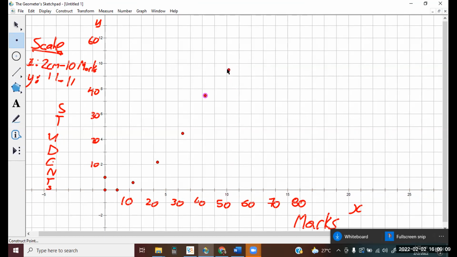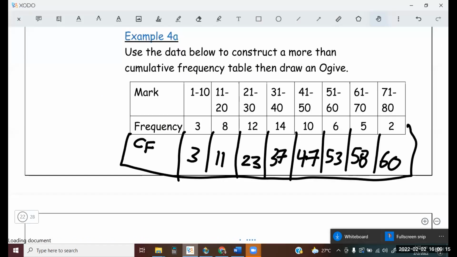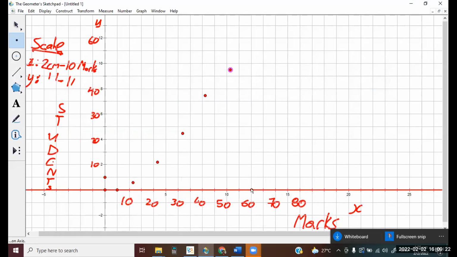47 is closer to 50, somewhere up here. And then we have 53, and then we have 58. 53, so 60.5 to 53. This is 50, 55 here, so 53 here. And then 58, and then 60. Finally, we get our 60 right on the line.